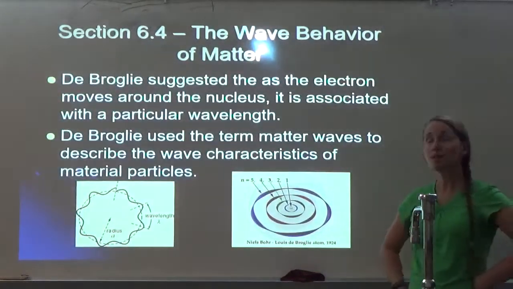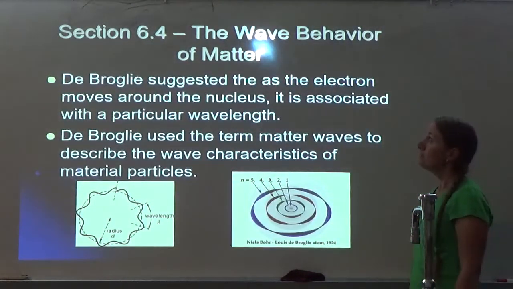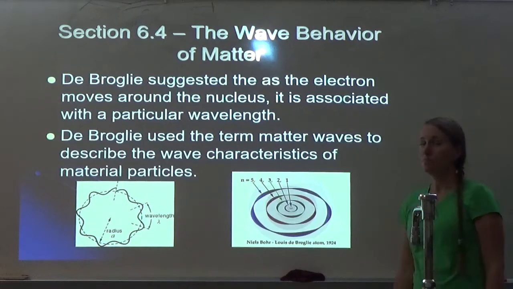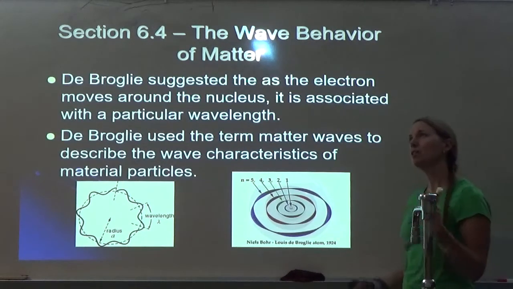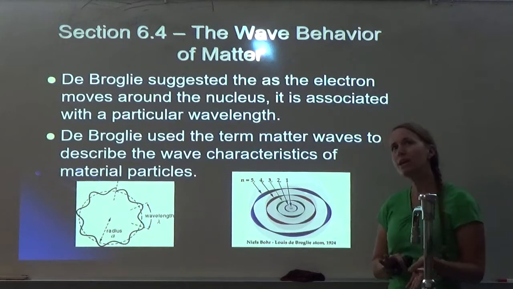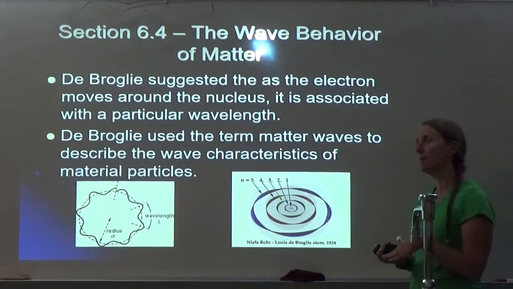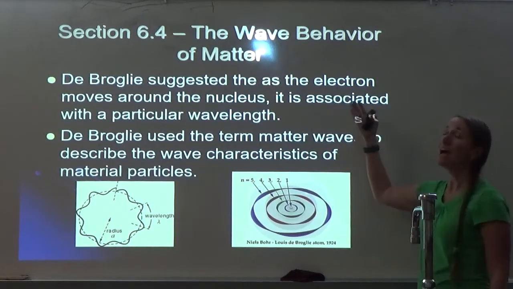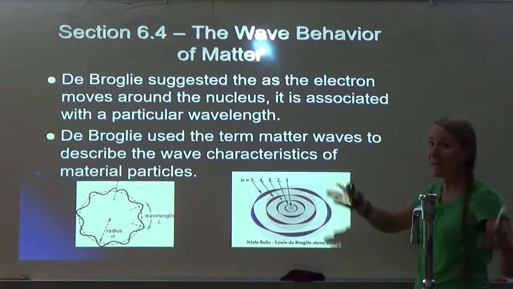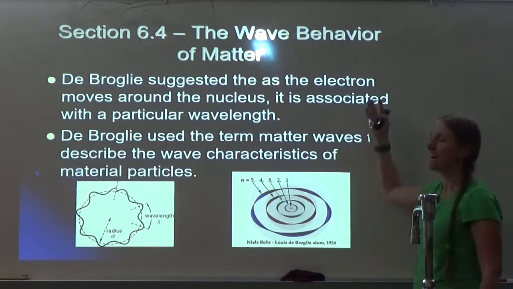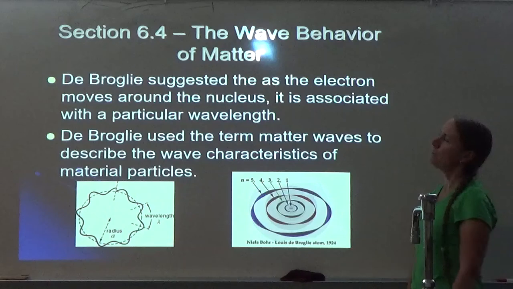So, moving on to 6.4, the wave behavior of matter. We just talked about how light sometimes acts like a wave and acts like a particle, but now we're saying matter, which has actual mass and takes up space, has a wave behavior. So what is going on here?